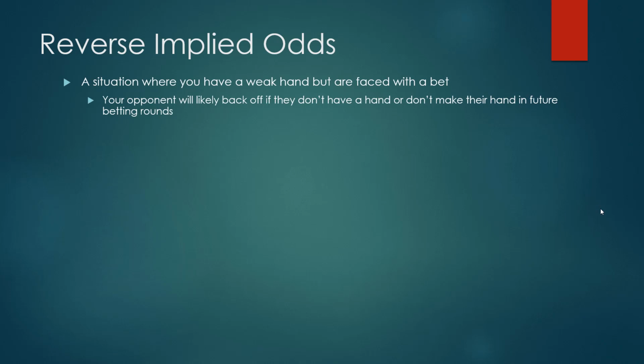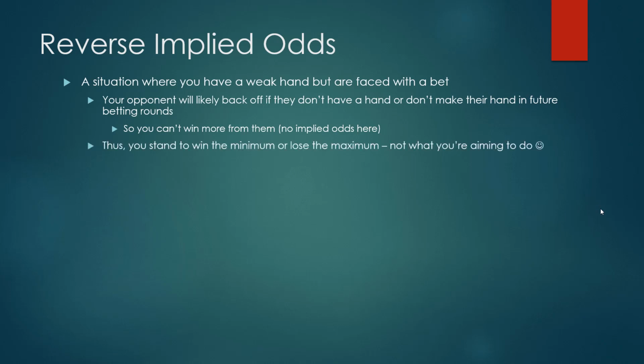However, if they do have it, you're probably going to lose. So you can't win more from them, so there's no implied odds. You can either win the minimum, they back off and you win the small pot, or you lose the maximum by going the full distance and losing because they had a better hand anyway. So very difficult, and this is not what we're aiming to do.